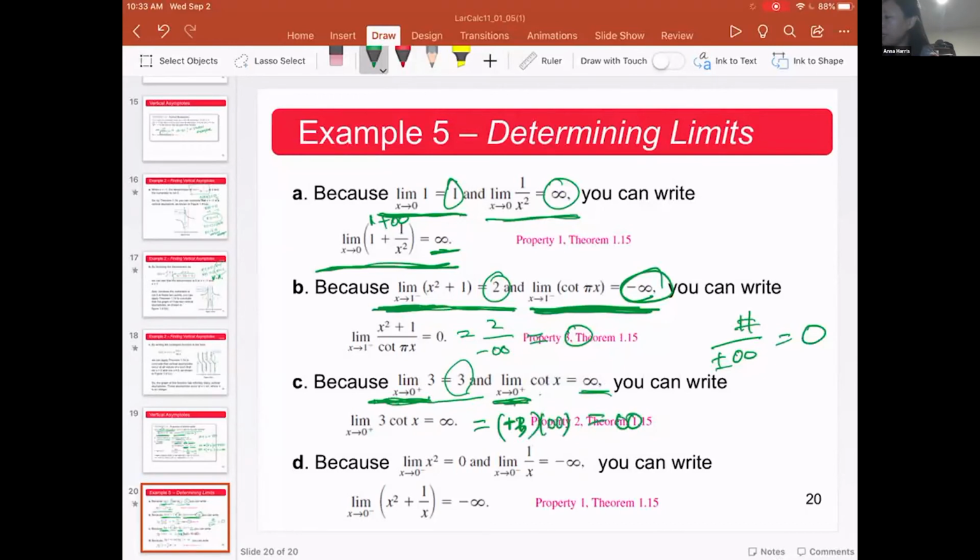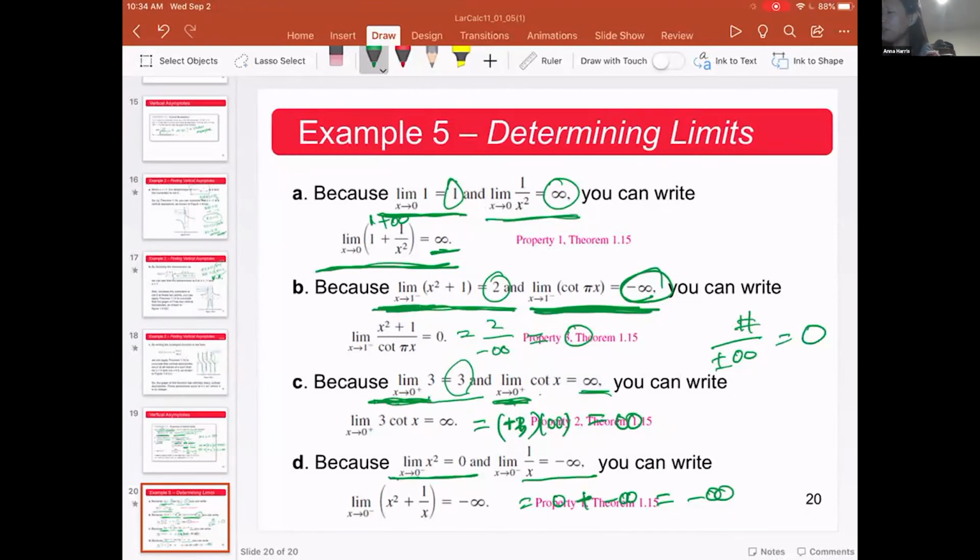Next problem. I have this 0 and I have that, and they're just adding. You have 0 plus negative infinity, which gives me negative infinity. So you can do it just like with numbers. But remember, infinity is such a huge, huge number, so adding a little number to infinity does not change anything. It's still infinity.